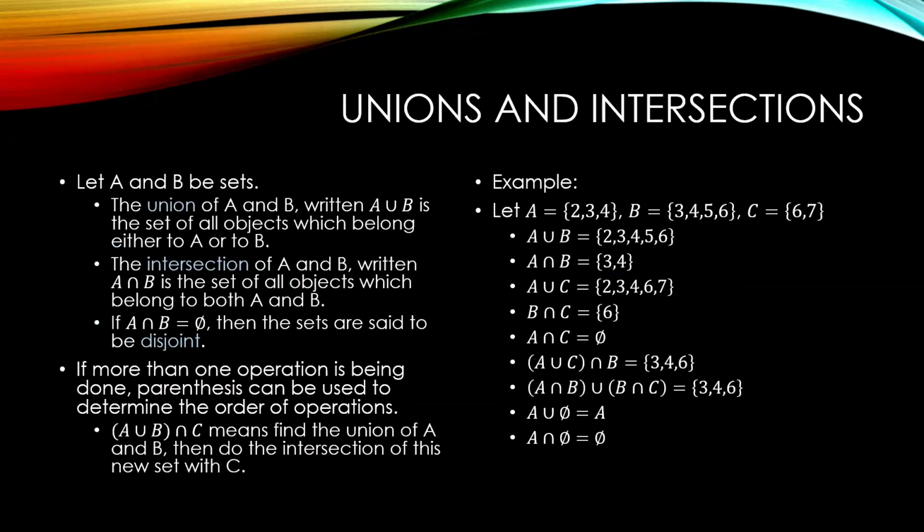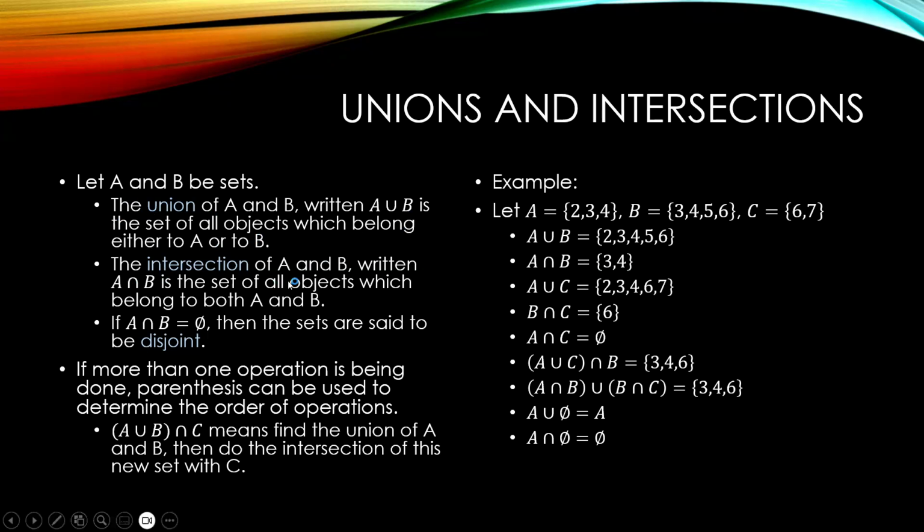The next big thing is unions and intersections, and we deal with unions and intersections a lot. So let's make sure we understand the core idea. Let A and B be sets. The union of A and B, written A union B, is the set of all objects which belong to either A or to B. And so if something is in either one of them, it's included in the union.